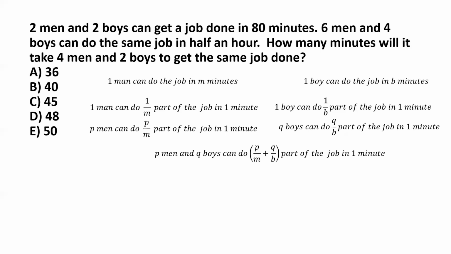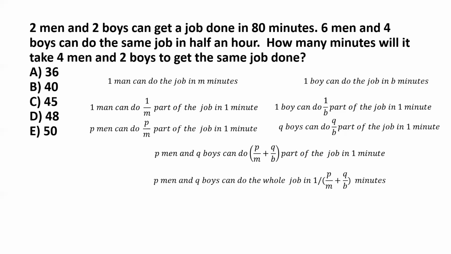So p men and q boys can do the whole job in 1 divided by, and then in the denominator we have within parentheses p by m plus q by b, minutes. So this is how we basically tease out the additive effect of having men and boys working together. We have made some generic assumptions of p men and q boys, and this will help us solve the problem going forward.